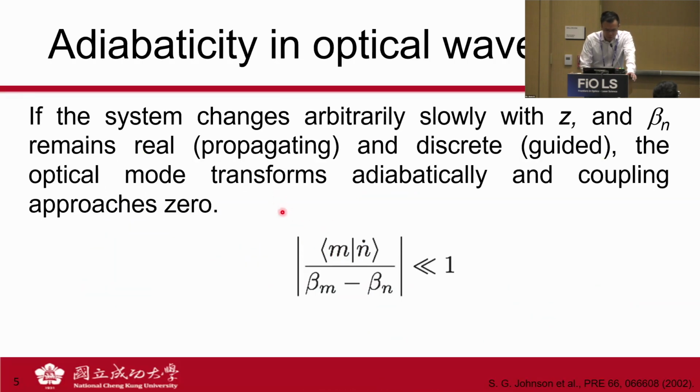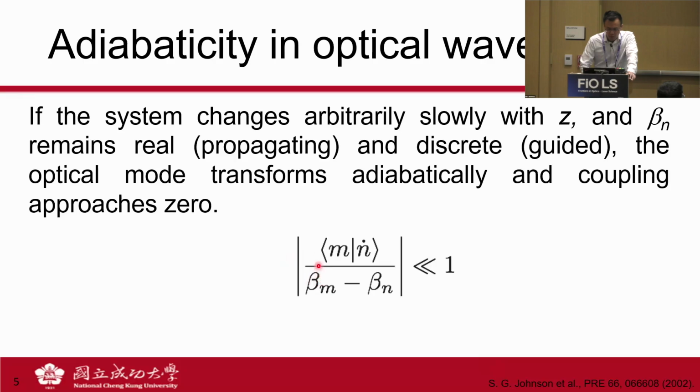Before we go out to solve this problem, we have to first define device adiabaticity. So here's the adiabatic condition in optical waveguides. You can find that in the reference here. If we look at this equation closely, that means if this so-called adiabatic condition is satisfied, the coupling between modes N and M here is very small, which is what we want in adiabatic evolution.